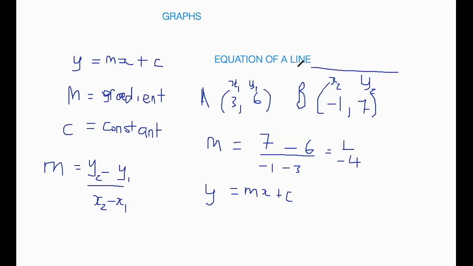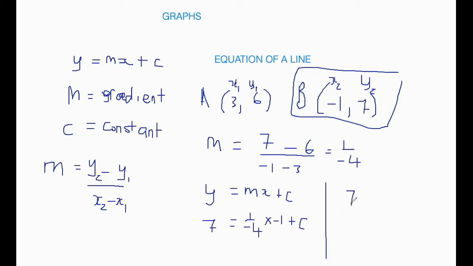So we are going to substitute any one of these coordinates, and I've decided to use B. So replacing y with 7 and m with 1 over -4, then replacing x with -1. So I'll have 1 over -4, a quarter, times -1, plus c. Negative times negative will give us a positive. So what we have now is 7 equal positive a quarter plus c.